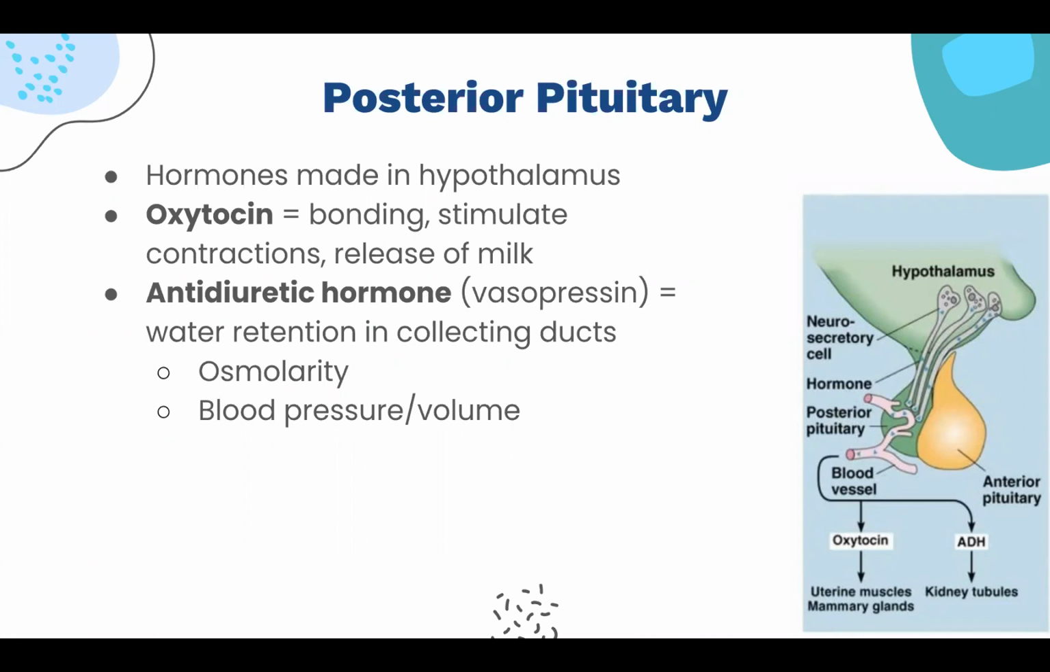Antidiuretic hormone, also known as ADH or vasopressin, is responsible for increasing water retention in the collecting ducts when the blood's osmolarity is too high, meaning that blood volume will increase and so will blood pressure, and the urine will be more concentrated. Oh yeah, I for ignore.